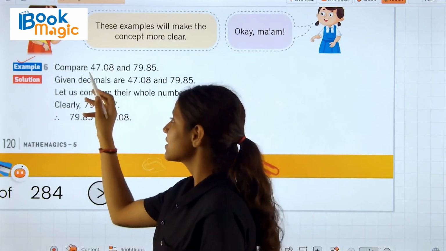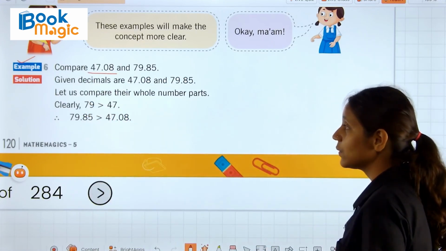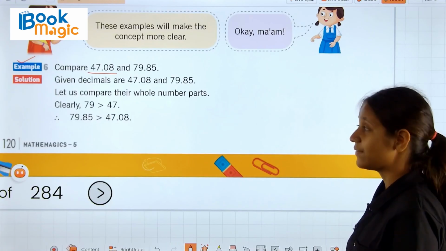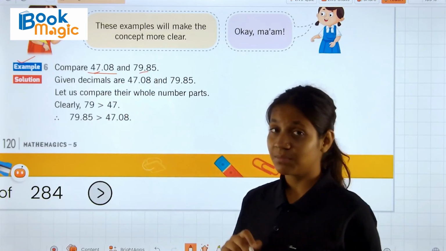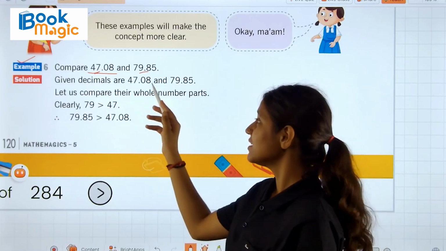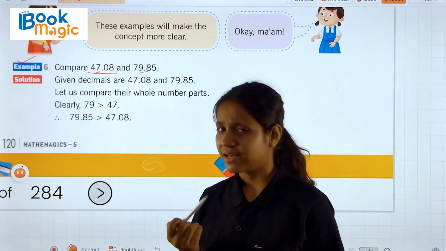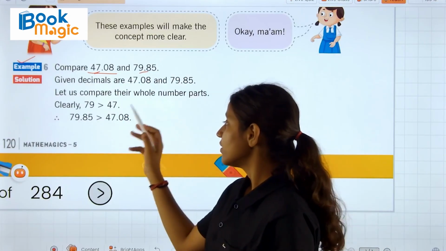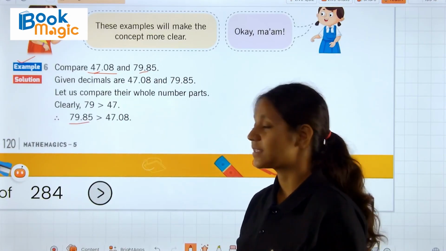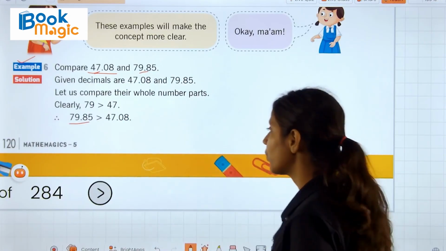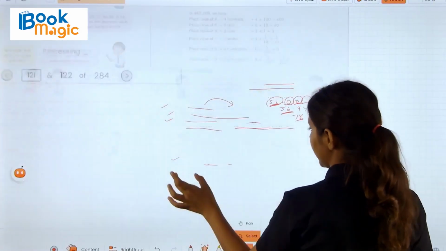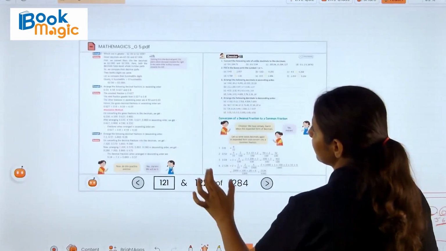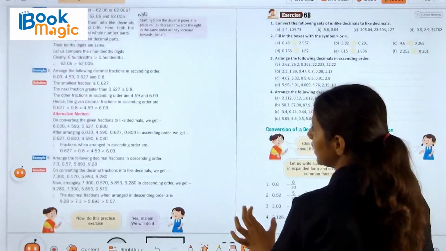Example number 6, compare 47.08 and 79.85. As we can see here, they are not having the same whole number. So we can simply judge them by seeing the whole number. 79 is greater than 47. So we will write here 79.85 is greater than the number 47.08. Okay, now let's move towards our next page. Here we have example number 7.